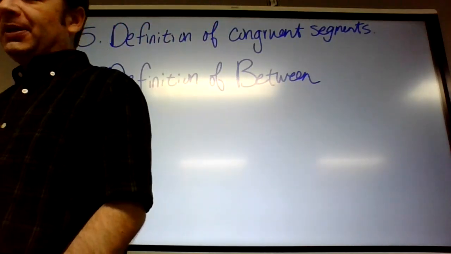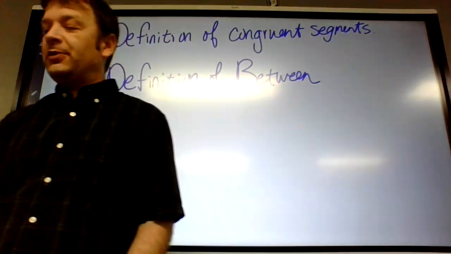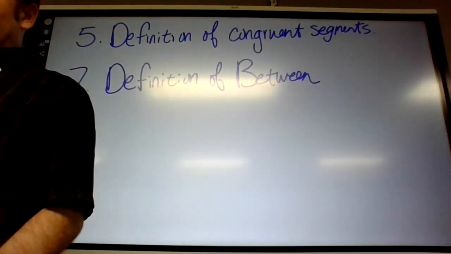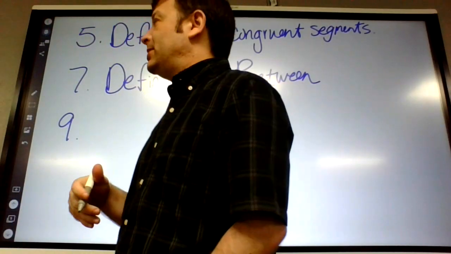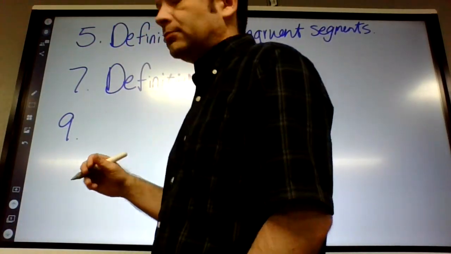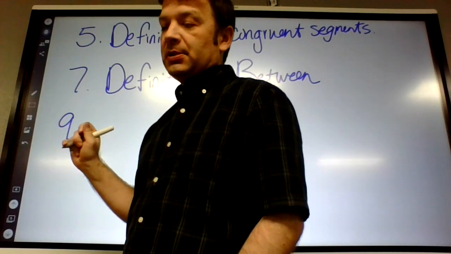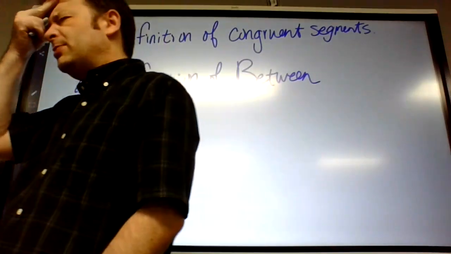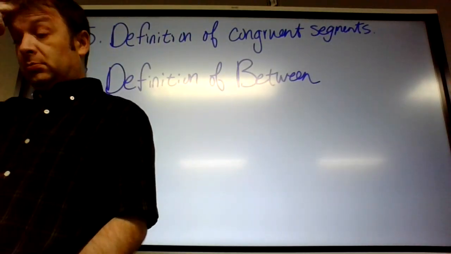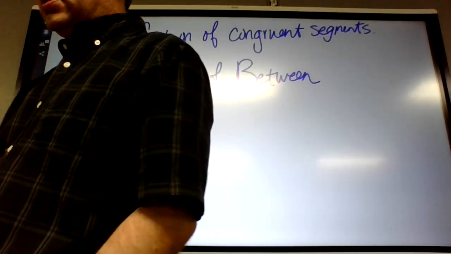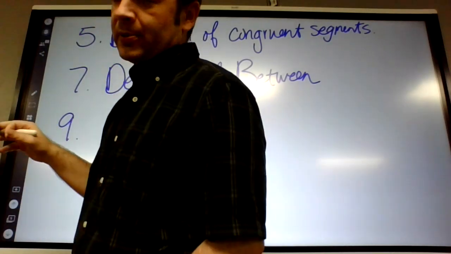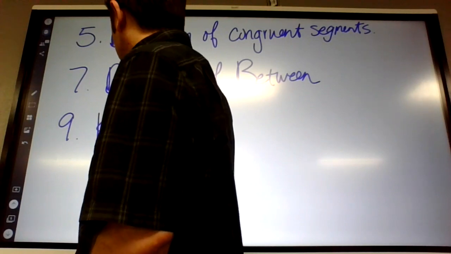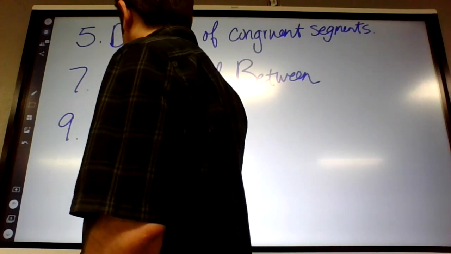Okay, number 9 is kind of the same thing, except it's fill in the blank instead of write the property. If segment KL is congruent to segment MN, then what do we know? Right, it's going back to number 5. KL equals MN. The lengths are equal.